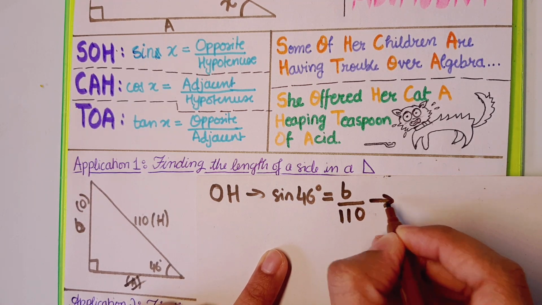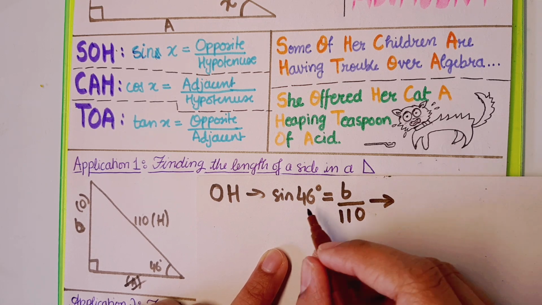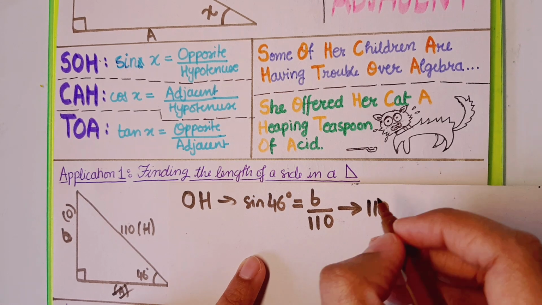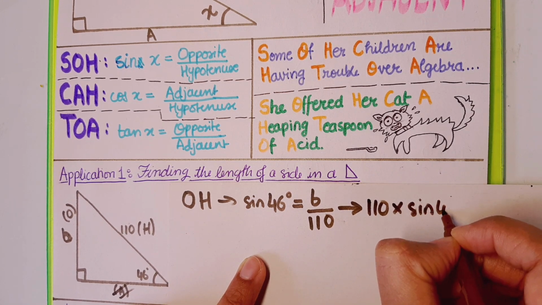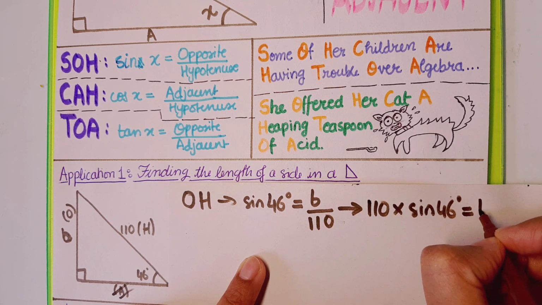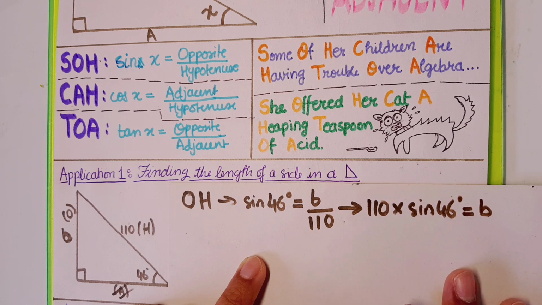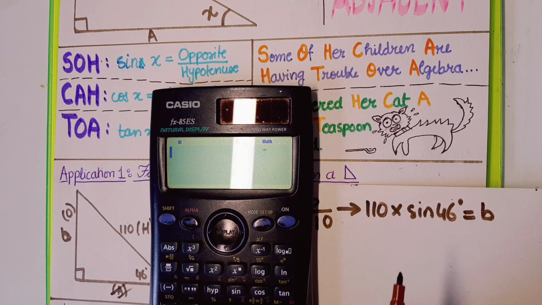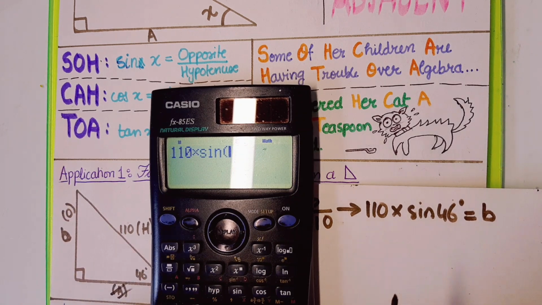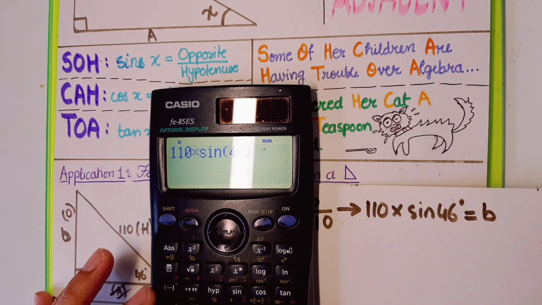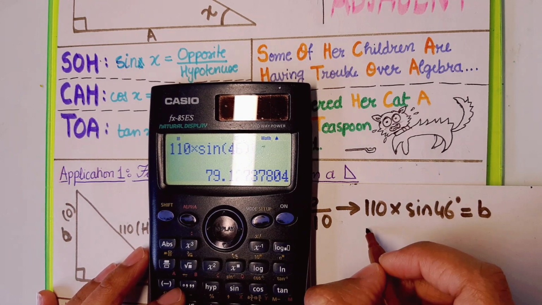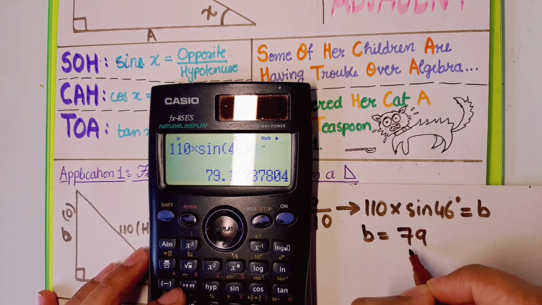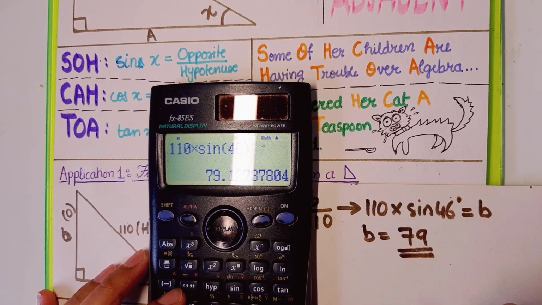We'll just quickly rearrange it for b, and we'll just multiply both of the sides by 110. And then we have 110 times sine of 46 degrees is equal to b. Right, now let's take a calculator. And we have 110 times the sine of 46 degrees. And so our b, if we round the figure off, we get 79. So this is our b, right?